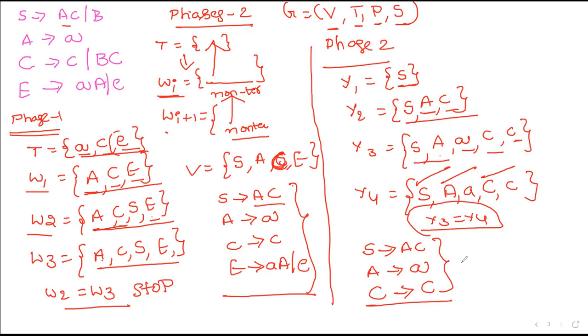Simply, the two points. What are the two points? Elimination of useless symbols that do not produce any terminal. This is the first one. Symbols that are not reachable from the starting symbol. Okay. This is the way to eliminate useless symbols.